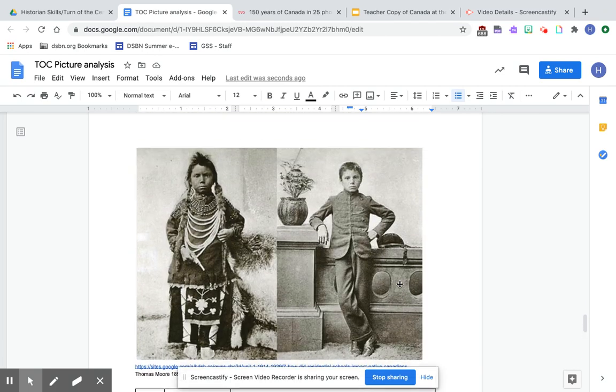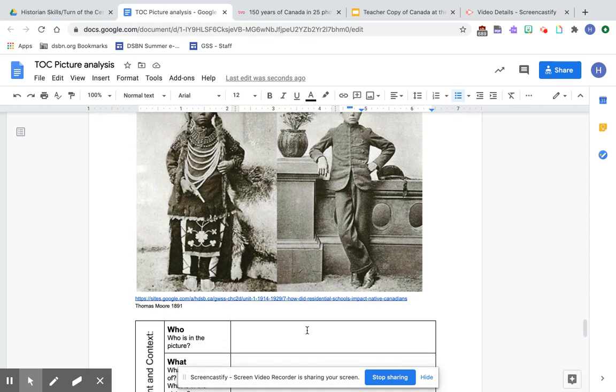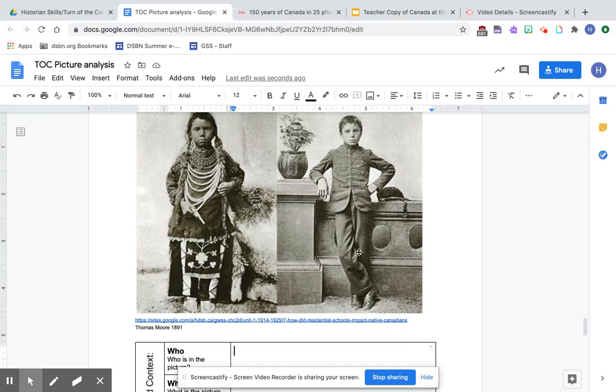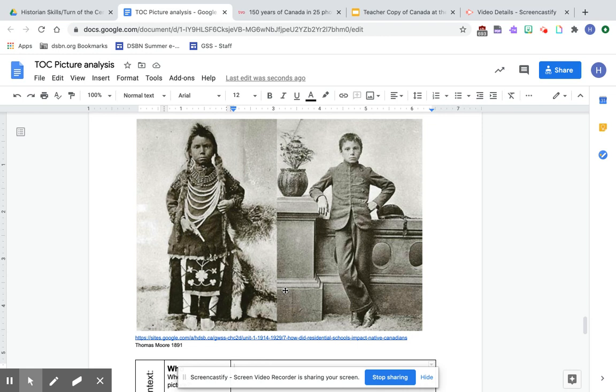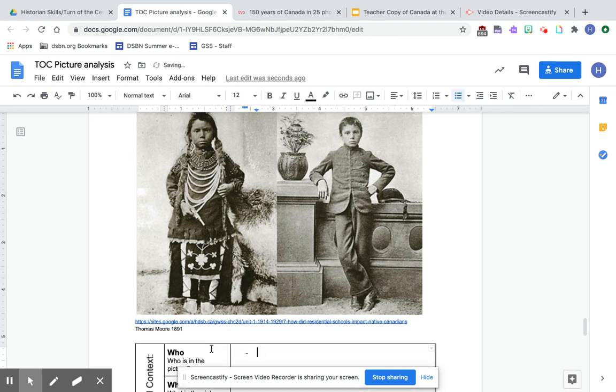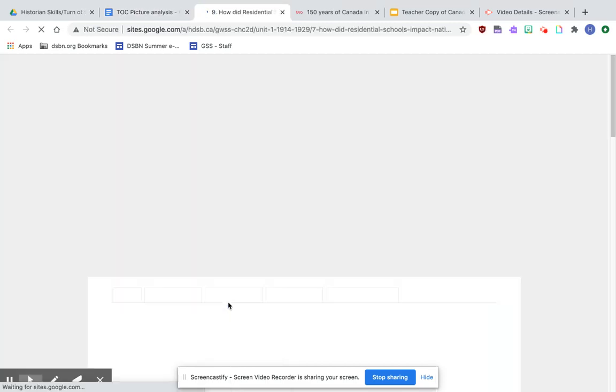And then here we have our last photo. So this is an interesting one. Who is in the photo? Some of you might have said 2 boys, or maybe a boy and a girl if you're not sure. 2 kids. I am going to tell you now, if you look at the title, it's going to give you a bit of a hint. It's Thomas More. So it is 1 child. Okay? So Thomas More. If you go to this link, you will find out a little more about Thomas More. So let's go and let's learn about Thomas More.